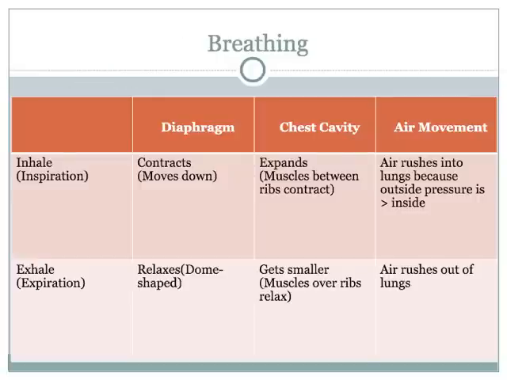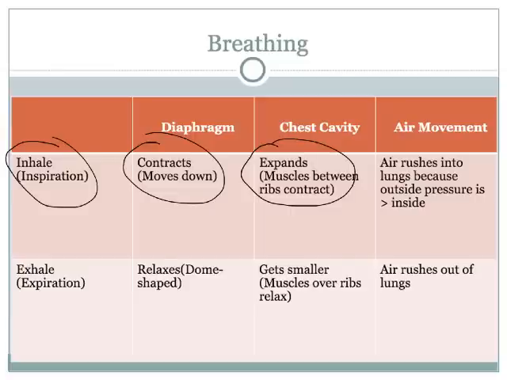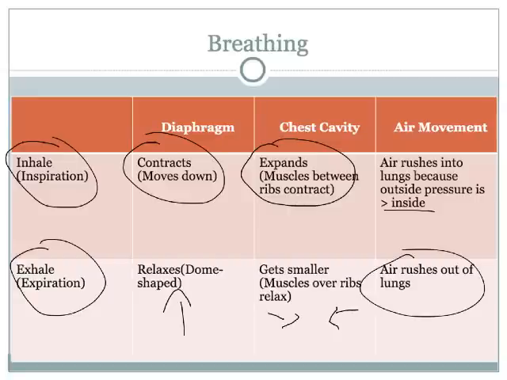So again, let's summarize that a little bit in a chart. So during inhalation, the diaphragm contracts, it moves down, and your rib cage expands, so air is going to go in because there's lower pressure inside the lungs. And when you exhale, your diaphragm moves upward, it relaxes, your rib muscles move in to make the chest cavity smaller, so air rushes out of the lungs.